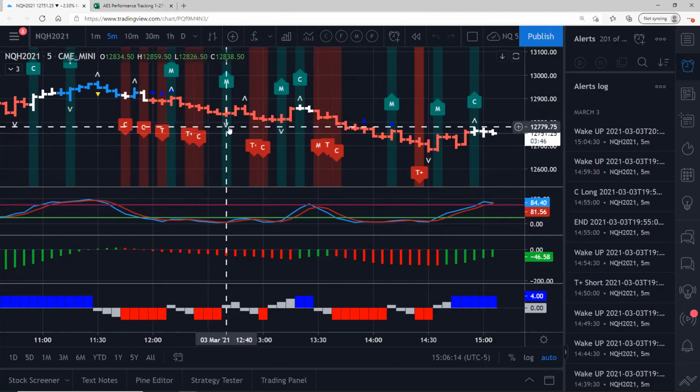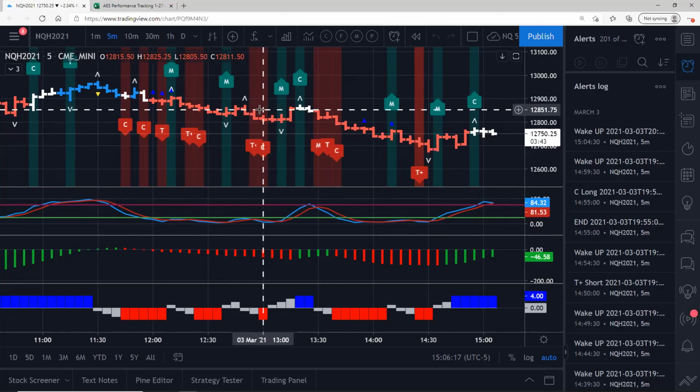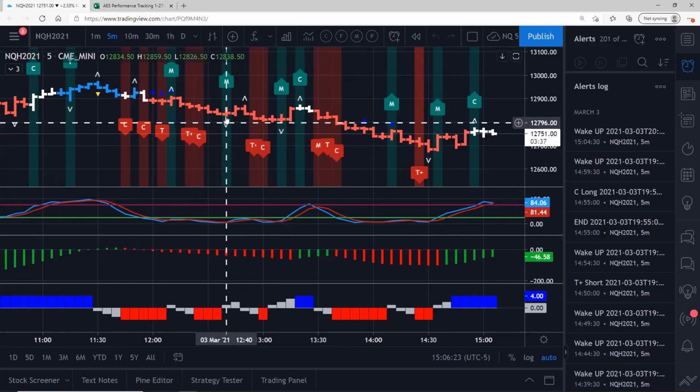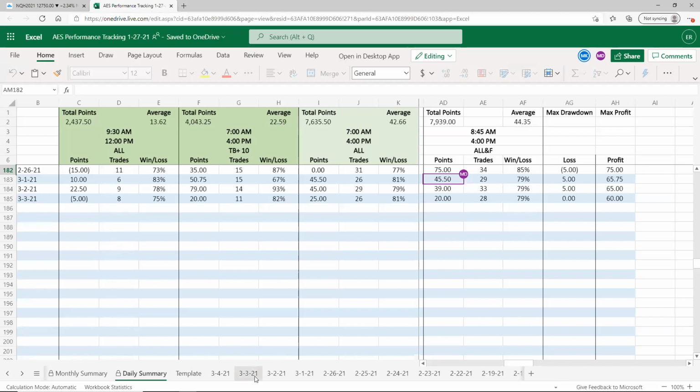Fractals are indicated by these white arrows here. Arrow pointing up is an upper fractal, so the high of the bar, and arrow pointing down is a lower fractal, so the low of the bar. So we do all of this tracking throughout the day.